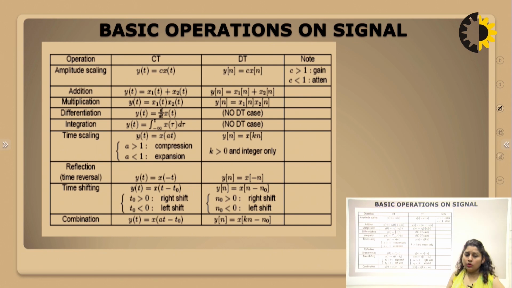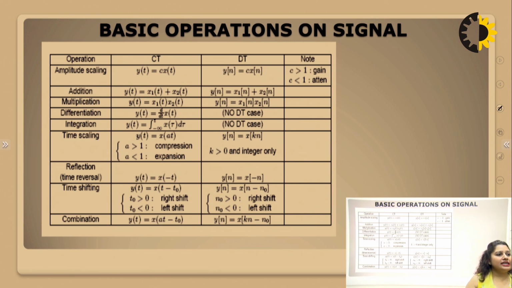So now we look into the basic operations on signals. We can have various operations on signals. We can have amplitude scaling, addition, multiplication, differentiation, integration, time scaling, reflection or time reversal, time shifting, combination, etc. So we can see here one by one what is amplitude scaling. We just increase the amplitude of the signal, that is called amplitude scaling. So if y(t) is equivalent to c of x(t) or c of x(n), where c is the gain, c can be greater than 1 or c less than 1, according to that the signal will be transformed.